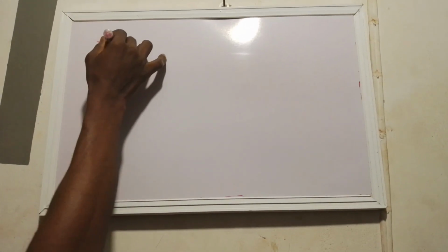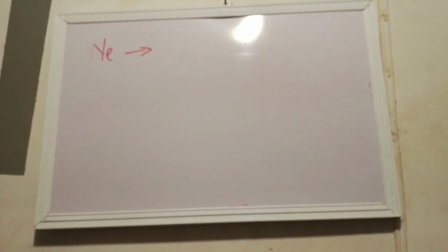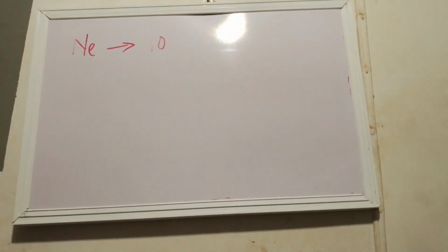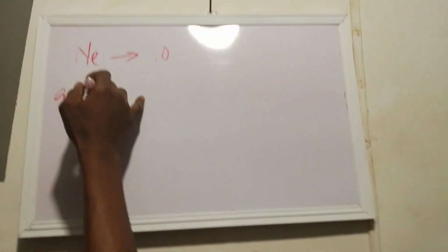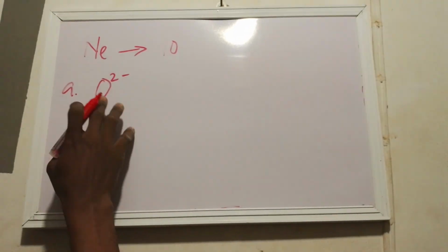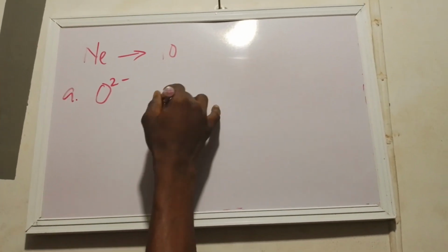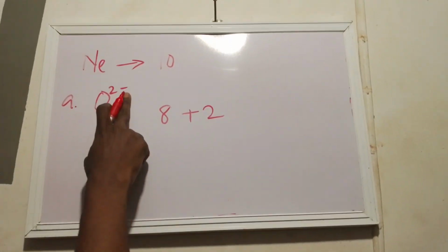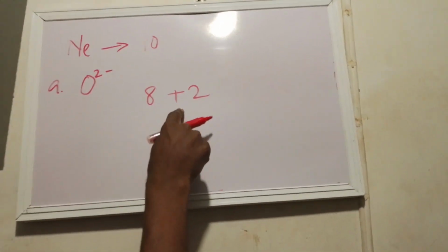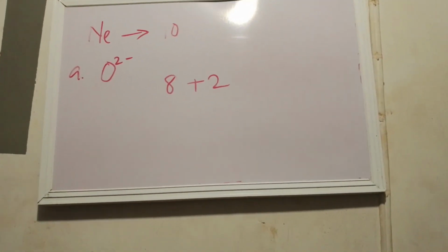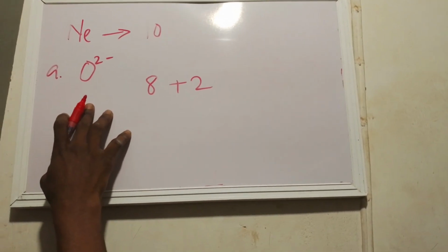Then for oxygen 2 minus, you can see that the 2 minus shows that it has gained 2 electrons, and oxygen originally has atomic number of 8, so plus 2, that is going to be 10. So that means it is also isoelectronic with neon, because oxygen has atomic number of 8 and it gains 2 more electrons to have a total of 10 electrons.